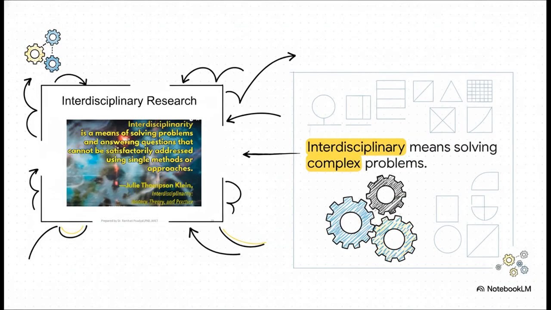But wait, what happens when a problem is simply too messy or complex for just one of those approaches? Well, as Julie Thompson-Klein points out, interdisciplinarity is how we solve problems that just can't be handled using single methods alone. This perfectly highlights the incredible value of interdisciplinary and applied research. They're the ultimate structural problem solvers, combining multiple fields to tackle messy, real-world issues that absolutely refuse to fit neatly into a single academic box.